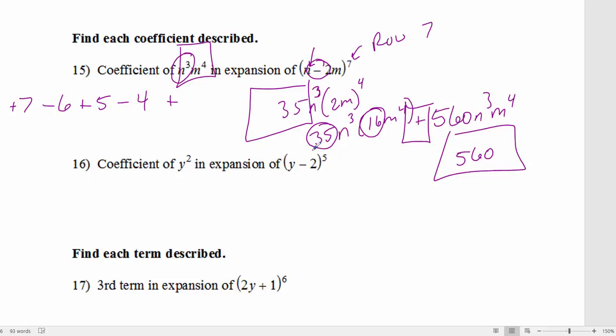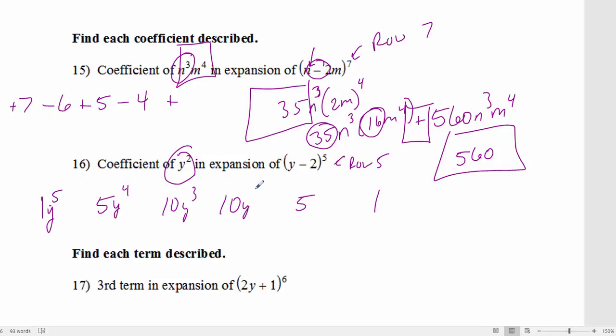Let's go to 16. I'm going to go to row 5. Let's write down the numbers of row 5, the coefficients. 1, 5, 10, 10, 5, 1. So now y squared is what I care about. So remember, this is y to the 5th, y to the 4, y to the 3, y to the 2, y to the 1, and y to the 0. So I am going to care about this one here.